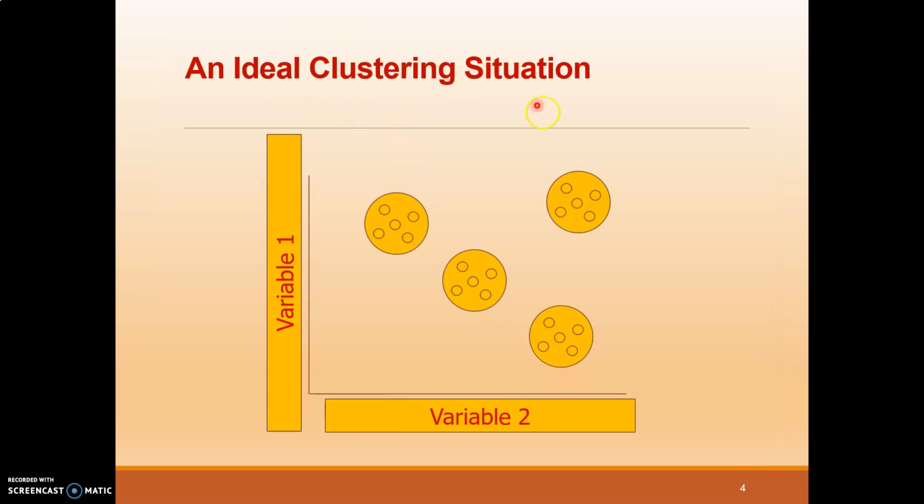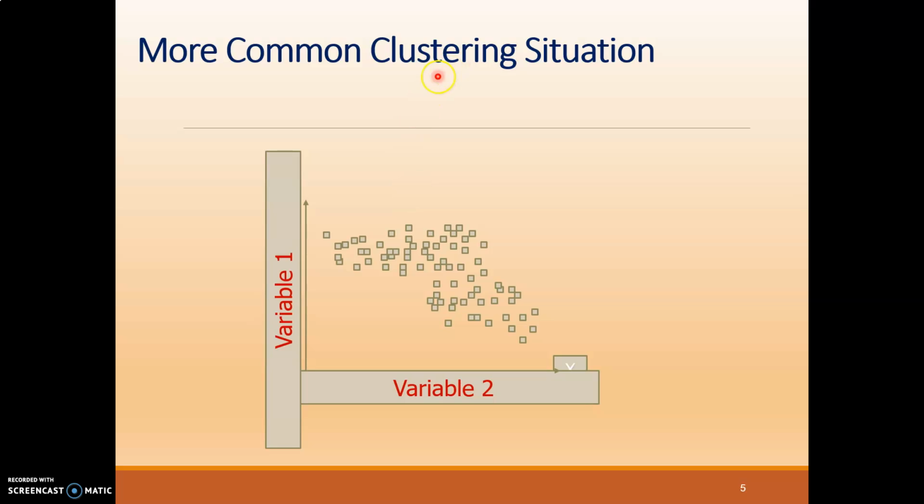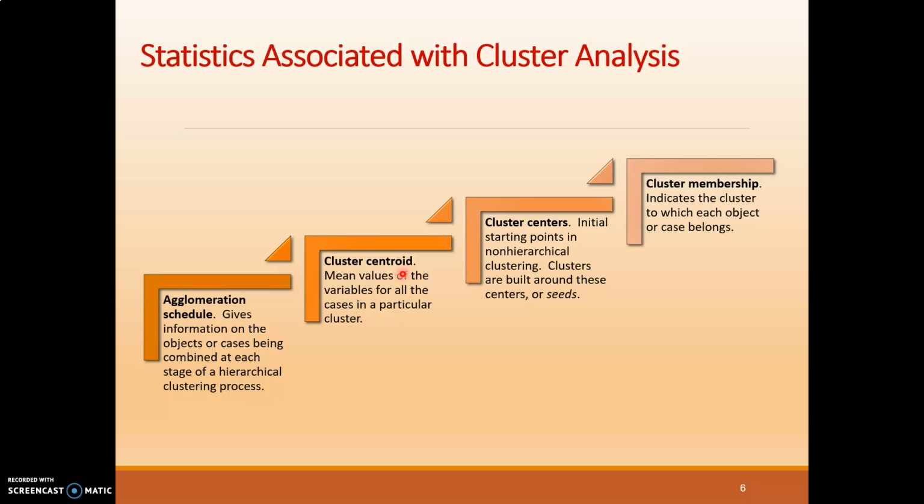It is an ideal clustering situation. Here we have considered a two-variable dataset, variable 1 and variable 2. We have four clusters, cluster 1, 2, 3 and 4. So these data are grouped based on the feature similarities from the total dataset. In more common clustering situations, the number of data points will be converted into some groups of clusters. The next one, statistics associated with the cluster analysis.